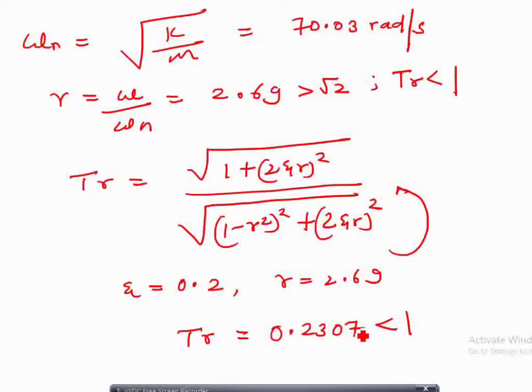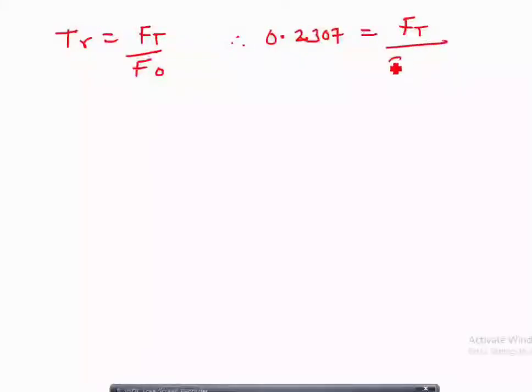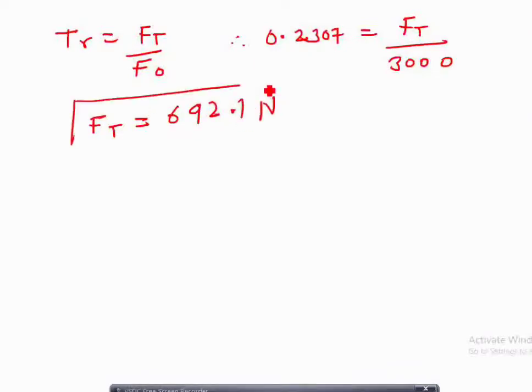Okay. Yes. Now, what is transmitted force? We know that Tr is equal to Ft upon F0. So therefore, Tr is equal to 0.2307 is equal to Ft upon F0, which is 3000 Newton. So obviously your Ft will be equal to 692.1 Newton. So now try to understand that this Ft is less than F0.